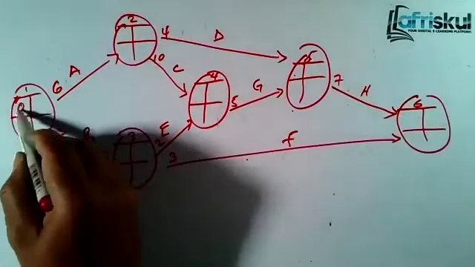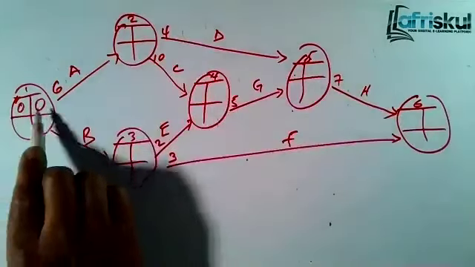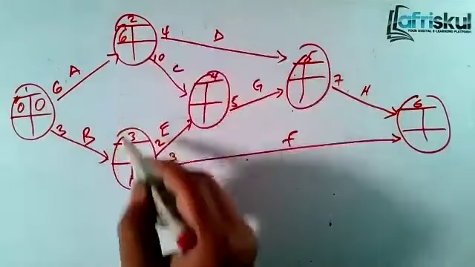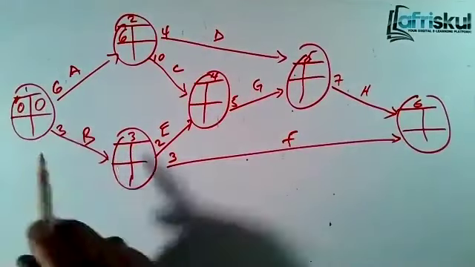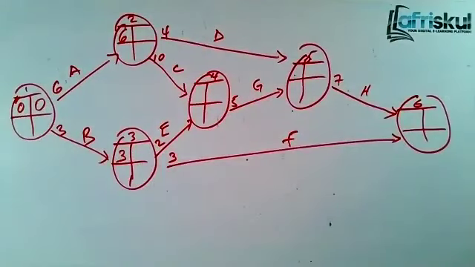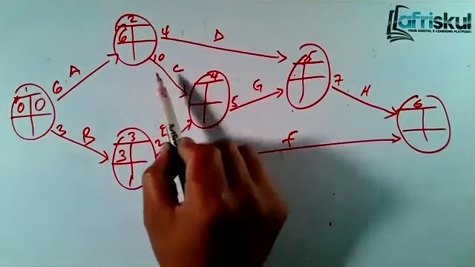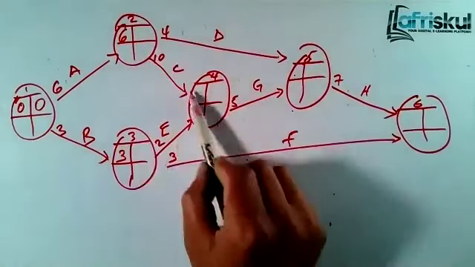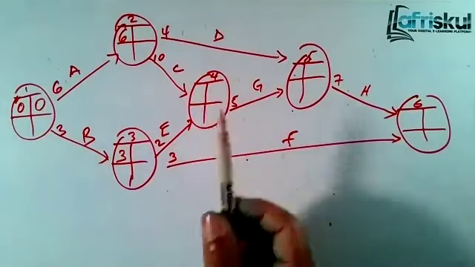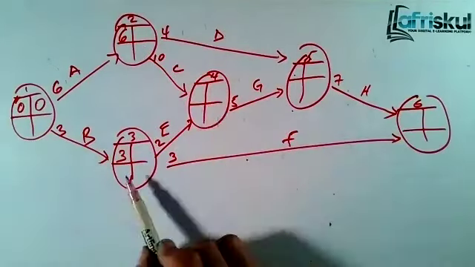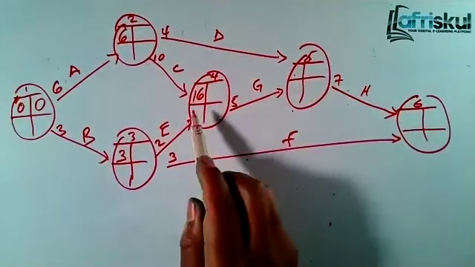So it will be 0, 0. From 1 we go to 2. So it's 0 plus 6, you get 6. From 2 we go to 3. 0 plus 3, it's 3. From 3 we go to 4. 4 has 2 incoming variables. You take the highest. So it will be 3 plus 2 is 5. 6 plus 10, it's 16. So you take the highest, which is 16.